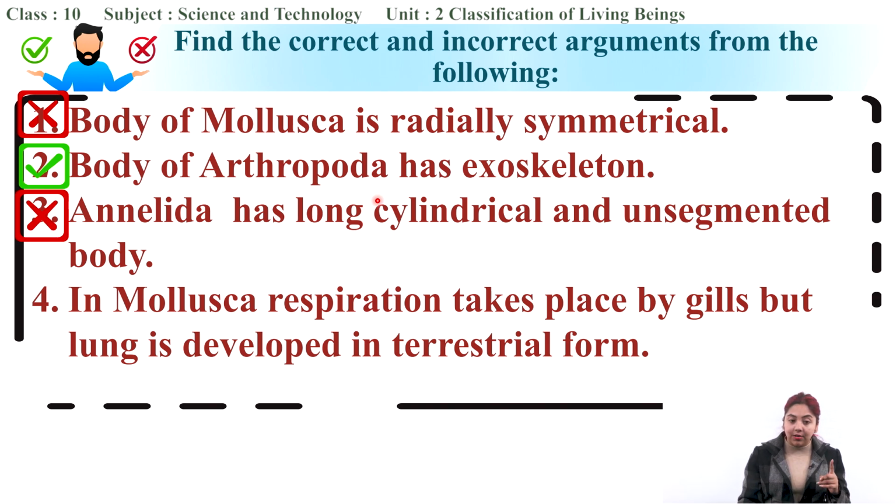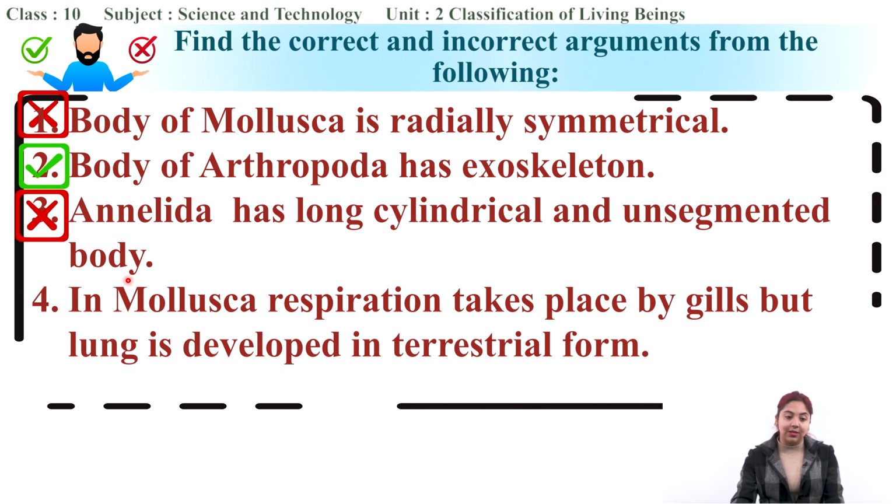No, it's incorrect, because the organisms that have a long cylindrical and unsegmented body lie in which phylum? Yes, Nemathelminthes. But in case of Annelida, even though they have a long cylindrical body, they have a segmented body to distinguish them from the Nemathelminthes, the nematodes. So Annelida are those organisms that have a long cylindrical and segmented body, that is metamerically segmented.